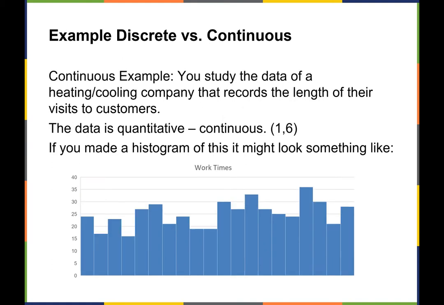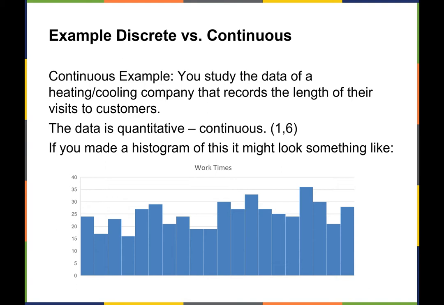What happens if we have more continuous data? So let's suppose we're studying the data of a heating and cooling company that records the lengths of their visits to customers. The lengths of the visit could be anywhere between an hour and 6 hours. So this data is quantitative, but it's continuous. You could have 1.15 hours or 5.3 hours, right? It's not whole numbers.